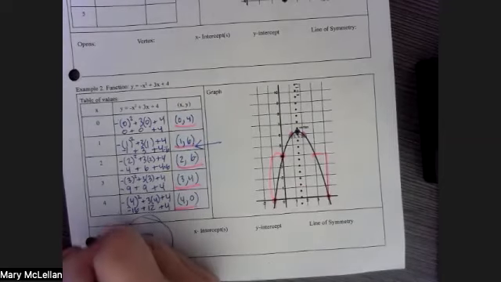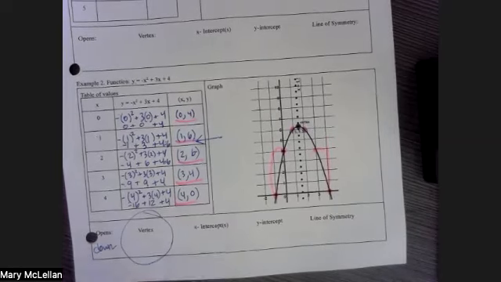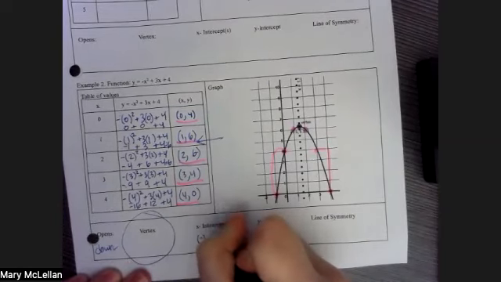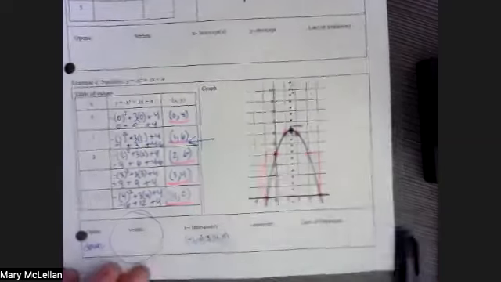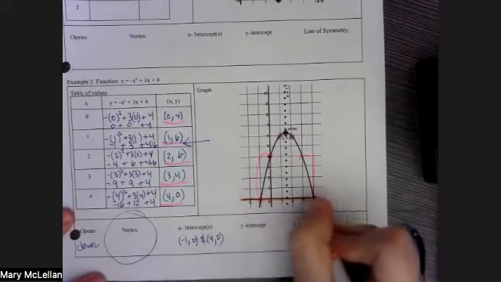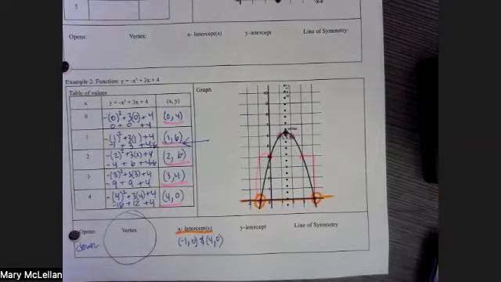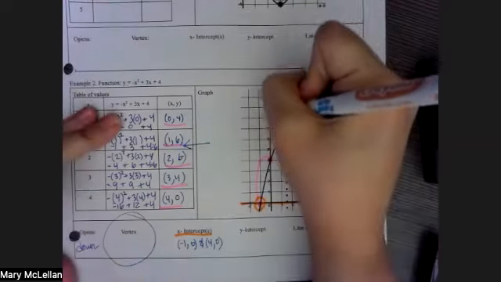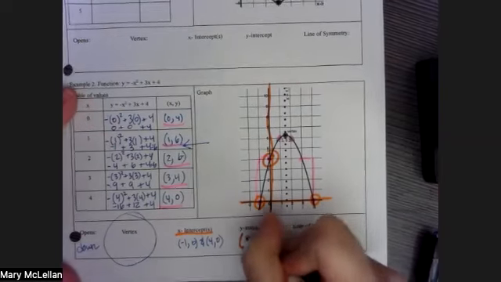This opens down. Our first example opened up, this opens down. Our x-intercepts are -1, comma 0, and 4, comma 0. That's where my graph crosses the x-axis. My y-intercept is where my graph crosses the y-axis. In this case, it is 0, comma 4.